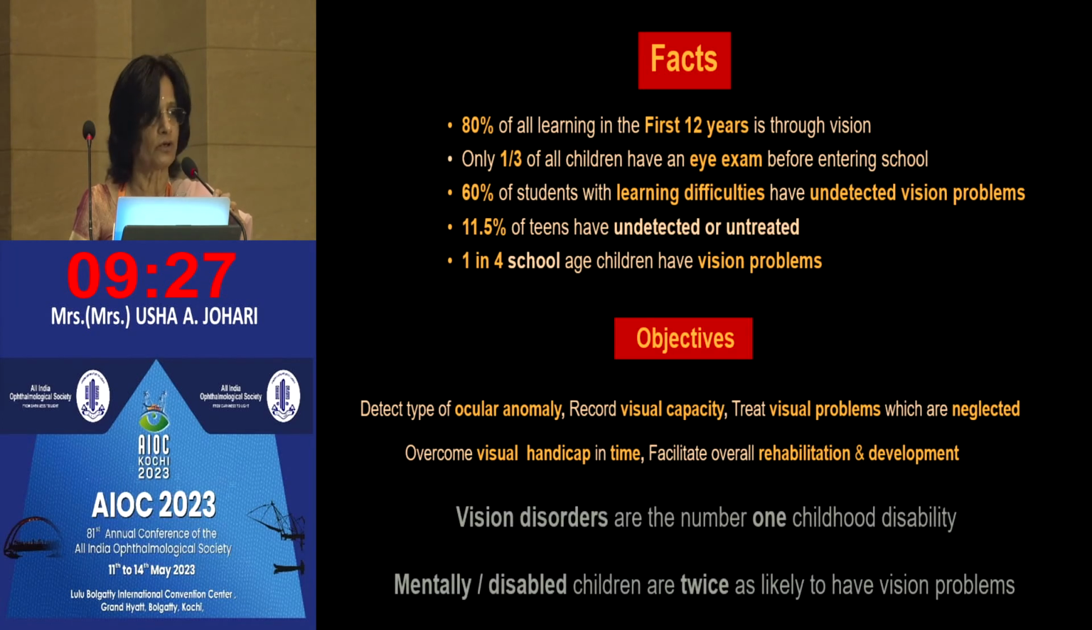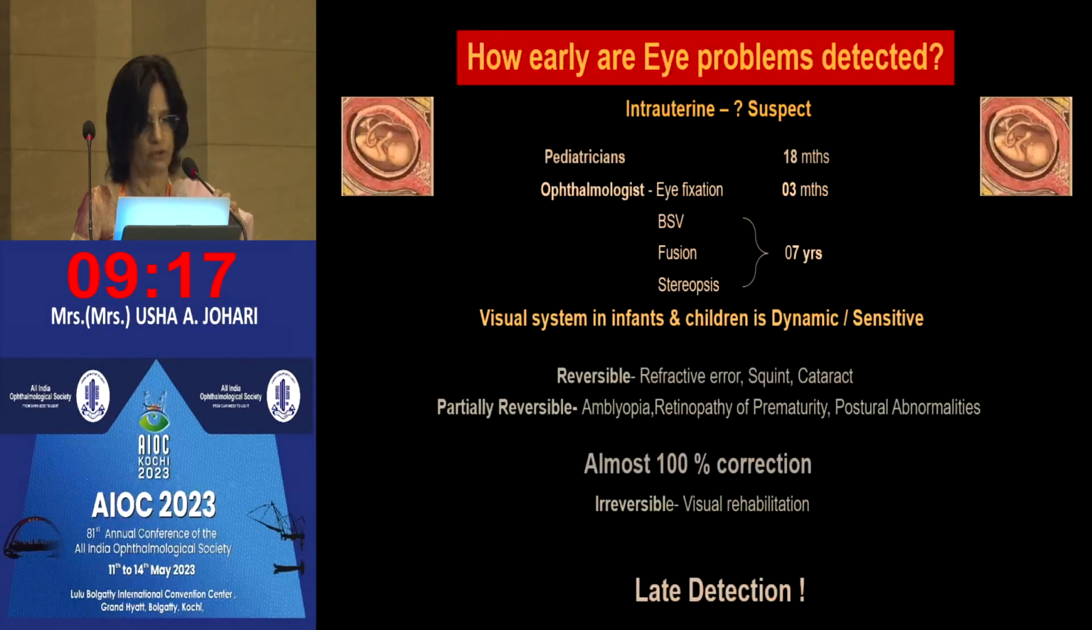Vision disorders are number one in childhood disability. Mentally disabled children are likely to have vision problems twice as often as normal children. So how early are the eye problems detected? Is it intrauterine? Maybe or maybe not, I don't know. But the pediatricians detect it at the age of probably 18 months or even earlier.